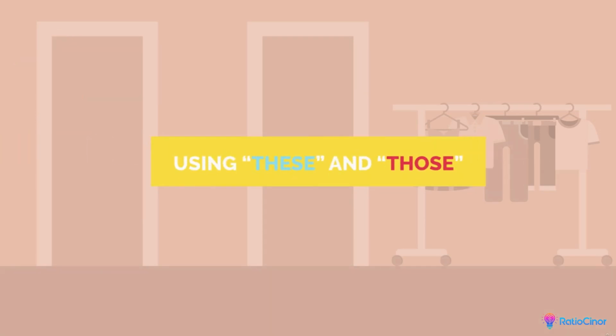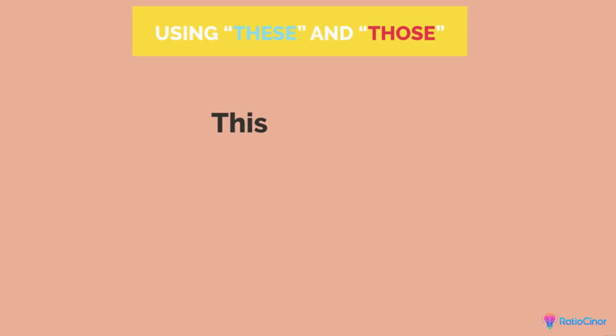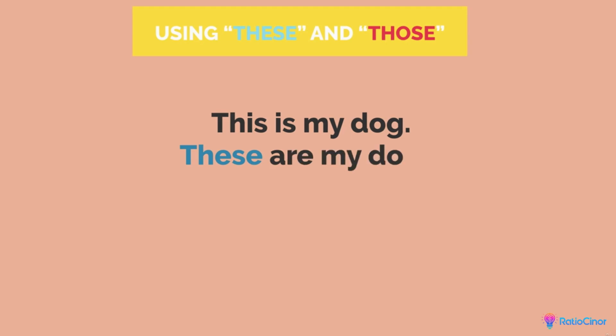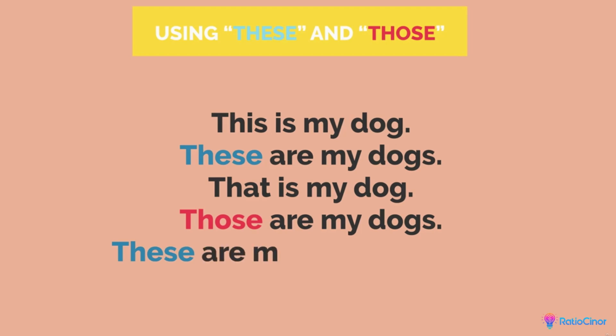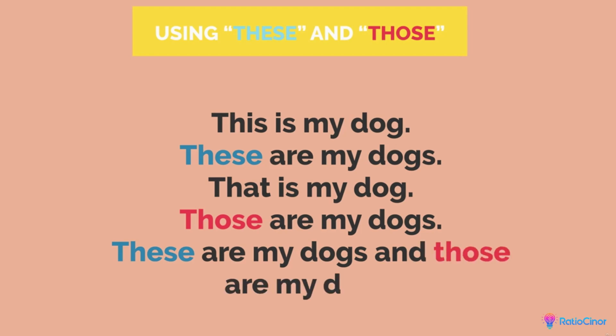Using these and those. This is my dog. Use this for something near you. These are my dogs. These is the plural of this. That is my dog. Use that for something far from you. Those are my dogs. Those is the plural of that. These are my dogs, and those are my dogs. Use these and those for contrast too. These things belong to one person. Those things belong to another person.